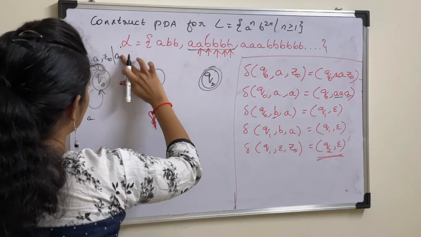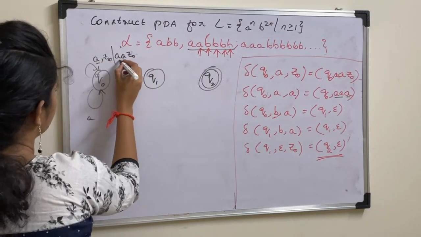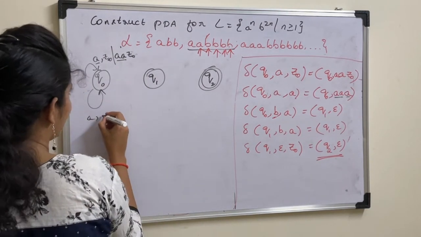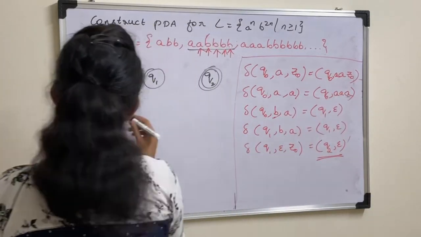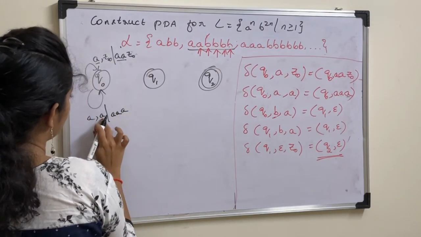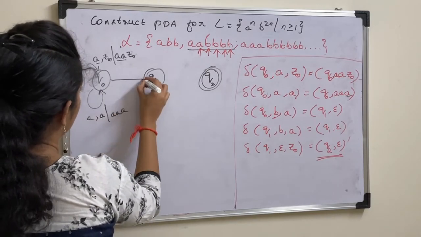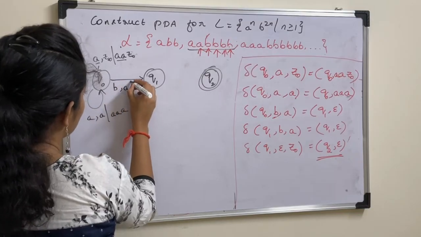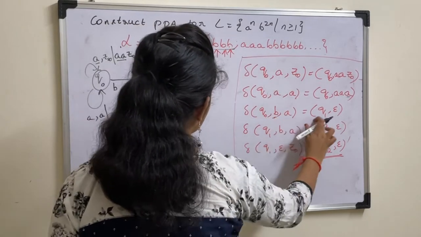So here we push two A's, right? So it should be A A Z0. For one A, push two A's onto the stack. Next, if the input symbol is A and the top of the stack is A, then the stack already contains A and you need to push two A's for this single A. For one A, push two A's. Change the state on B. If the input is B, top of the stack is A, perform pop operation. Okay, that is for this one.